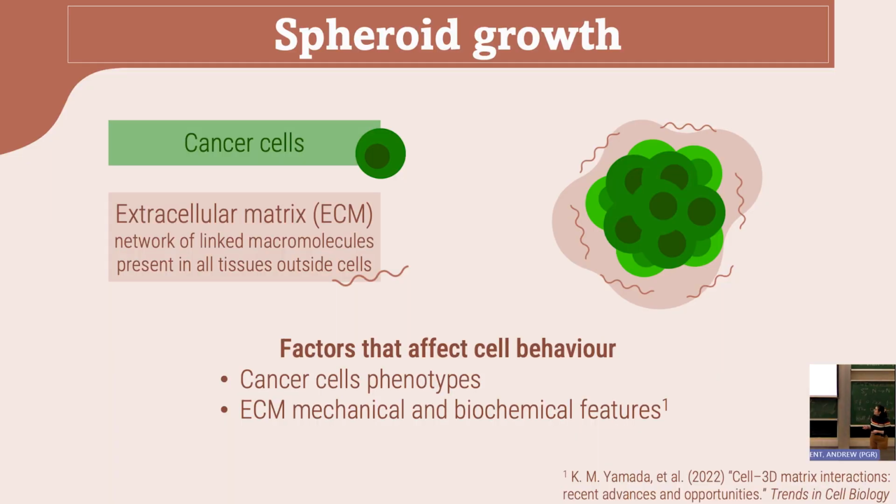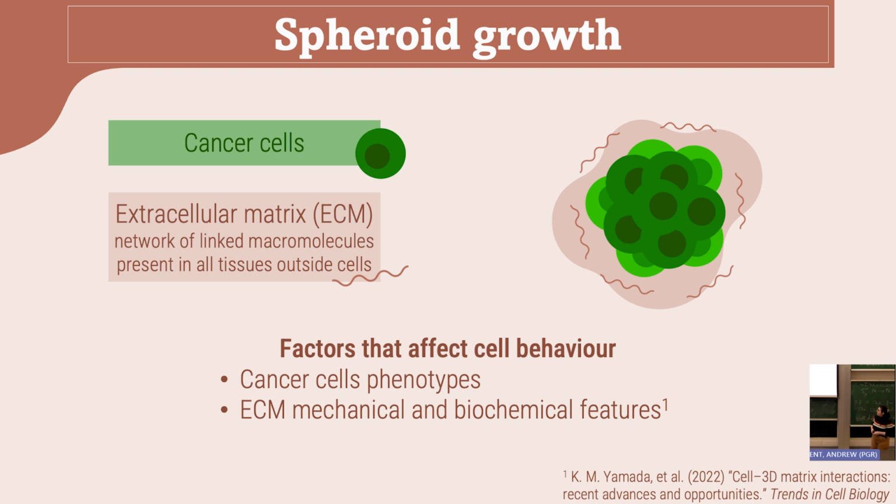So what is spheroid growth? When we talk about spheroid growth, we're looking at a group of cells which are grouped together in a sphere shape. Usually this is about cancer cells. So it's a little tumor in the shape of a sphere. And this tumor is surrounded by its tumor microenvironment, which is mainly composed of extracellular matrix.